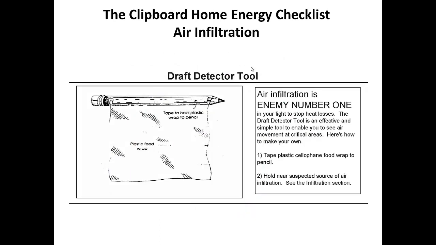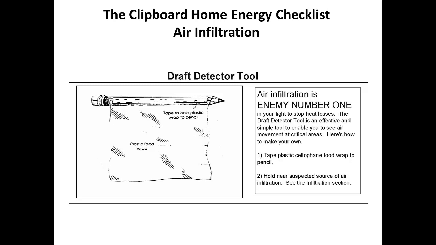Now, here's that draft detector tool. And this is real simple. In fact, I think it would be a good thing when you visit a house that you make one of these up and you just leave it with the homeowner, because all it is is a pencil with a piece of saran wrap, that sticky stuff that is real flimsy and blows real easy. So you can walk around the house where you suspect you have air leaks, like at an electrical outlet, and you can use this tool because that flap will easily blow and you'll be able to see what's going on.